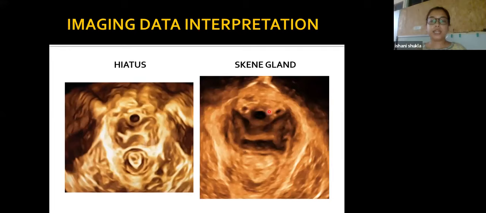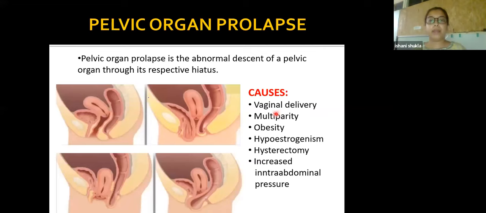Coming to pathologies of the pelvic floor, pelvic organ prolapse. Pelvic organ prolapse is the abnormal descent of a pelvic organ through its respective hiatus. The various causes include vaginal delivery, multiparity, obesity, estrogenism, hysterectomy, or increased intra-abdominal pressure or collagen disorders.